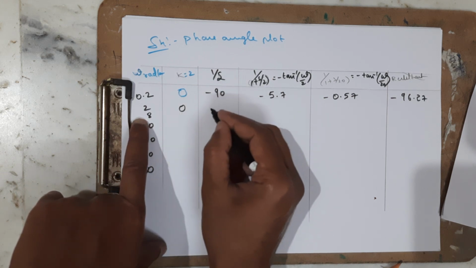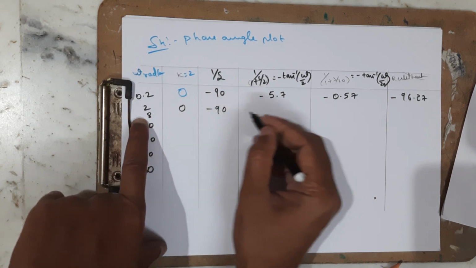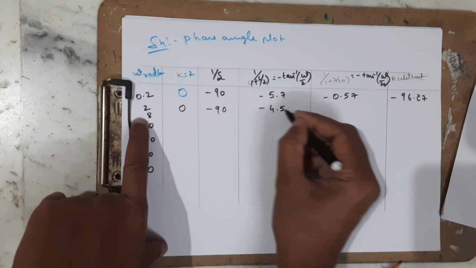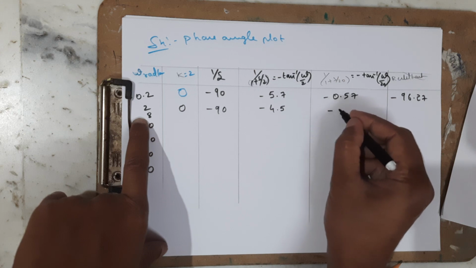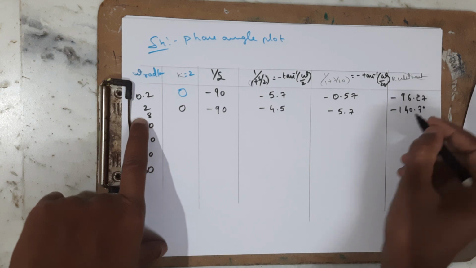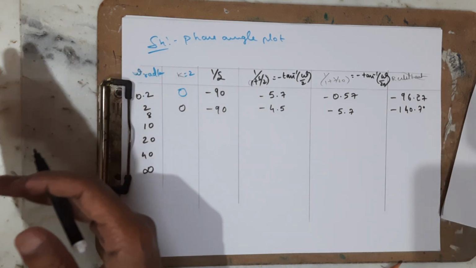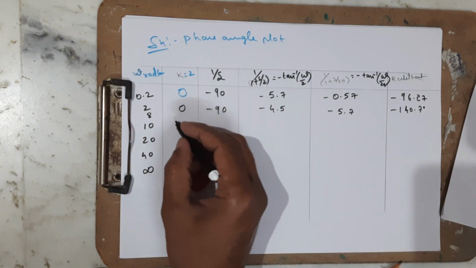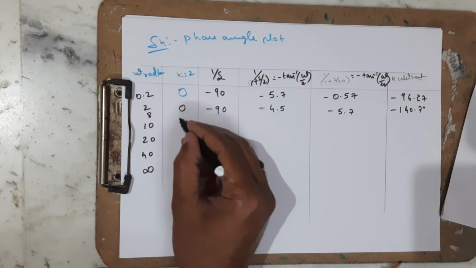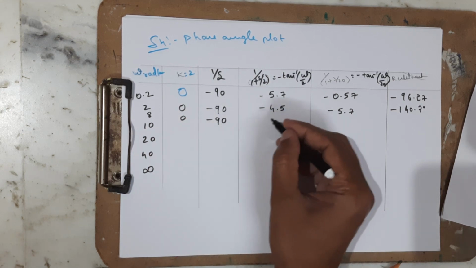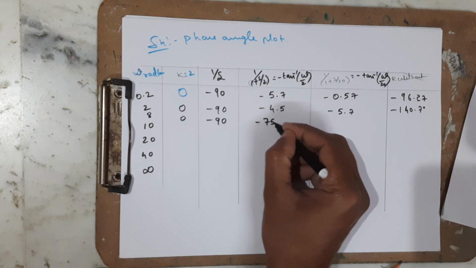In the same way, when it is 2, what is the contribution of k? It is 0. Simple pole minus 90. This is minus 44.5. Then it is minus 5.7. So I got minus 140.7 degrees. This table is already ready, so that's why I am writing it down. You can do it with the help of a calculator. At 8, it will be 0, then minus 90, so this will be minus 75.96.